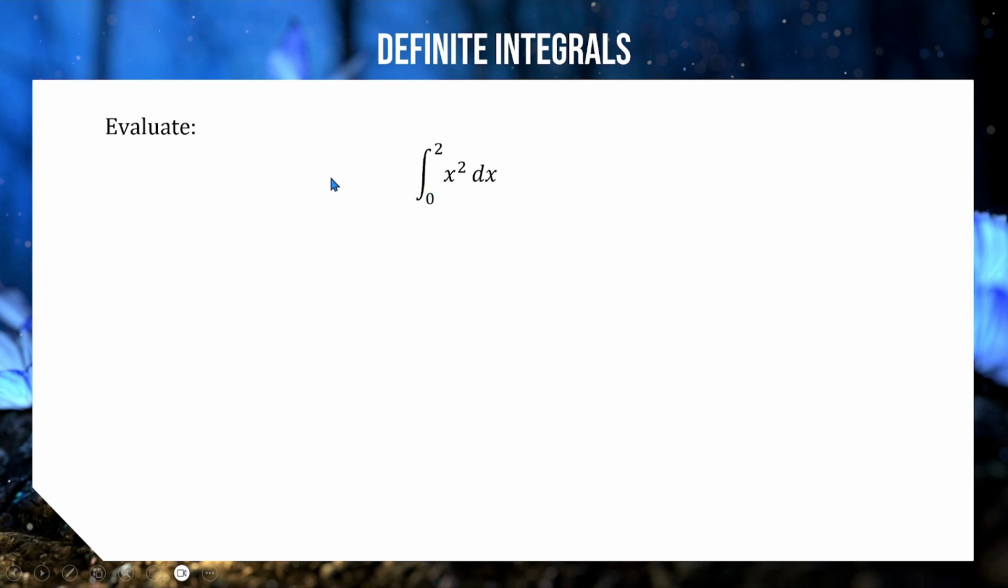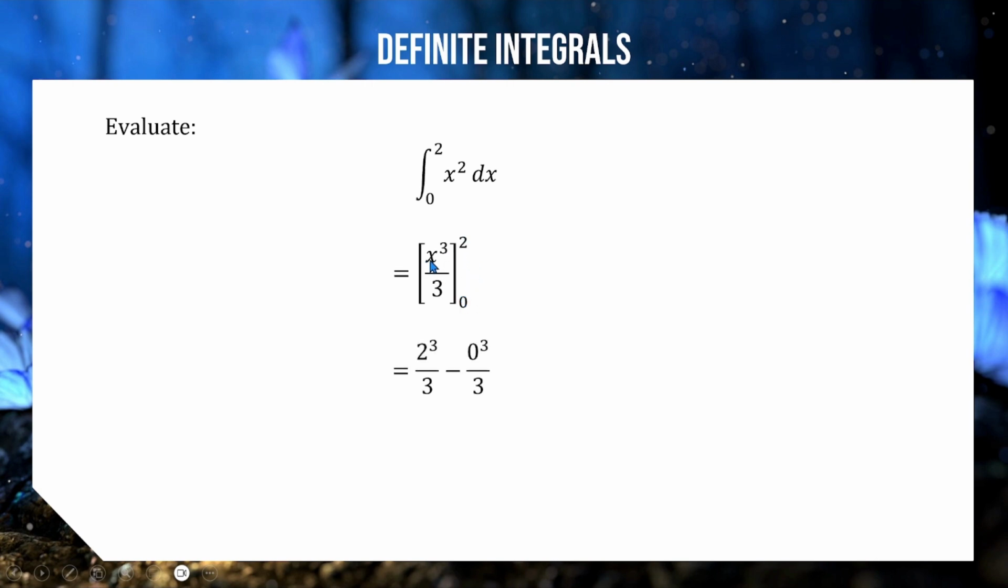We start out the same way by integrating x to the 2 by raising the power to 3 and dividing by 3. So that right there is our antiderivative. Now we use these square brackets and we put a 2 at the top and a 0 at the bottom. What this is telling us to do is we are going to substitute in x equals 2 and then subtract from that x equals 0 subbed in. Okay, I'll show you what I mean.